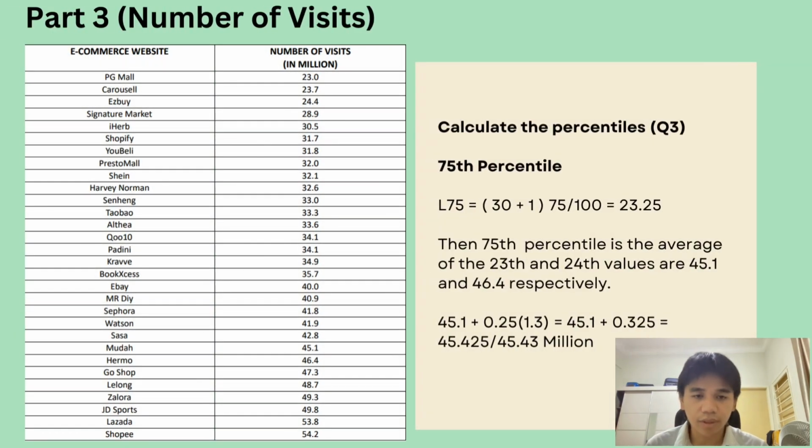And for the third quartile, it's 30 plus 1 times 75 over 100 equals 23.25. Then we take the 0.25. The 75th percentile is the average of the 23rd and 24th values, which are 45.1 and 46.4 respectively. Using all the information, it's 45.1 plus 0.25 times the bracket 46.4 minus 45.1, which is 1.3, so it equals 45.1 plus 0.325. The answer is 45.43 million.